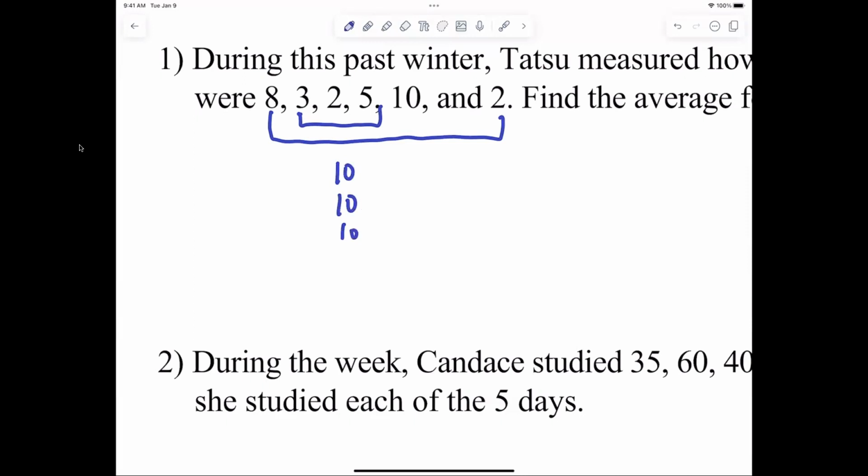So in your head now, that's how people work on mental math. They don't necessarily do 8 plus 3 is 11, plus 2 is 13, plus 5 is 18, plus 10 is 28, plus 2 is 30. Normally, they don't do it like that. They try to group numbers together so they can add them more easily. So when you add those 3 10s, now you get what? 30. So everybody can write 30.